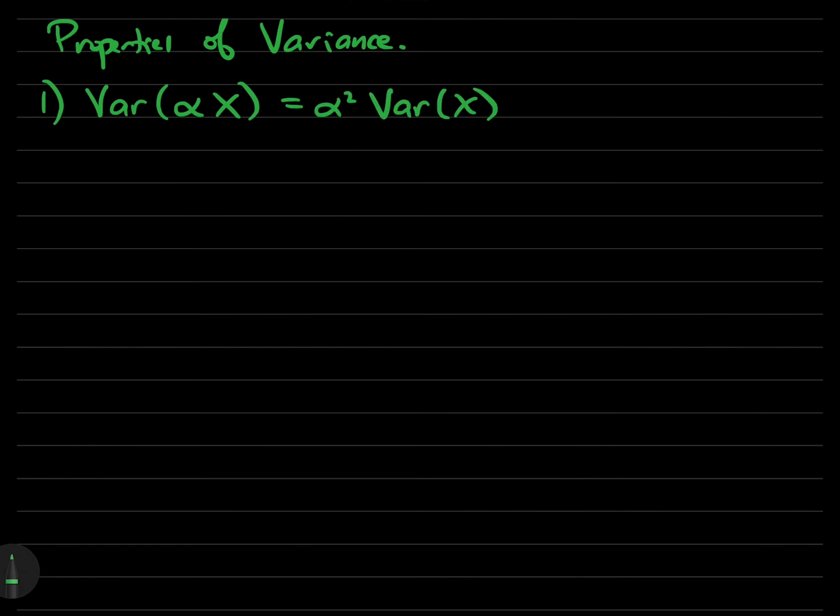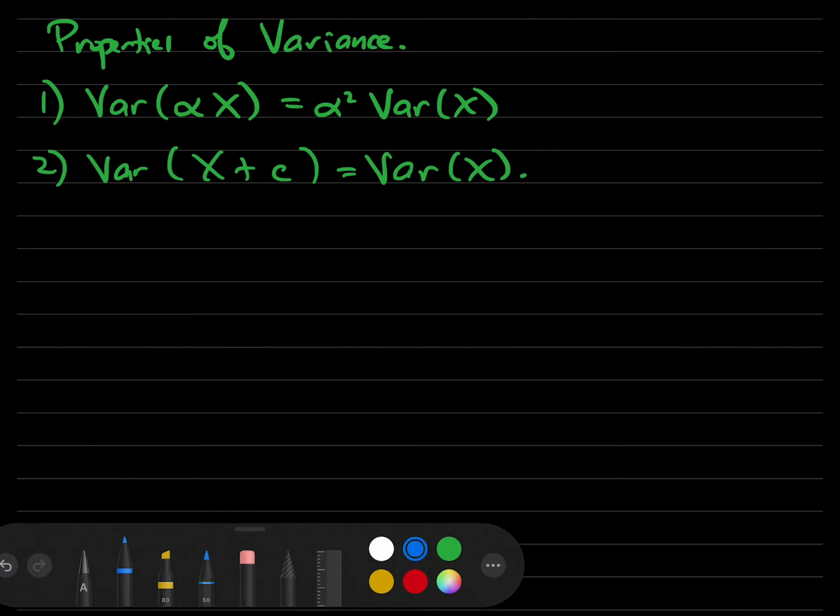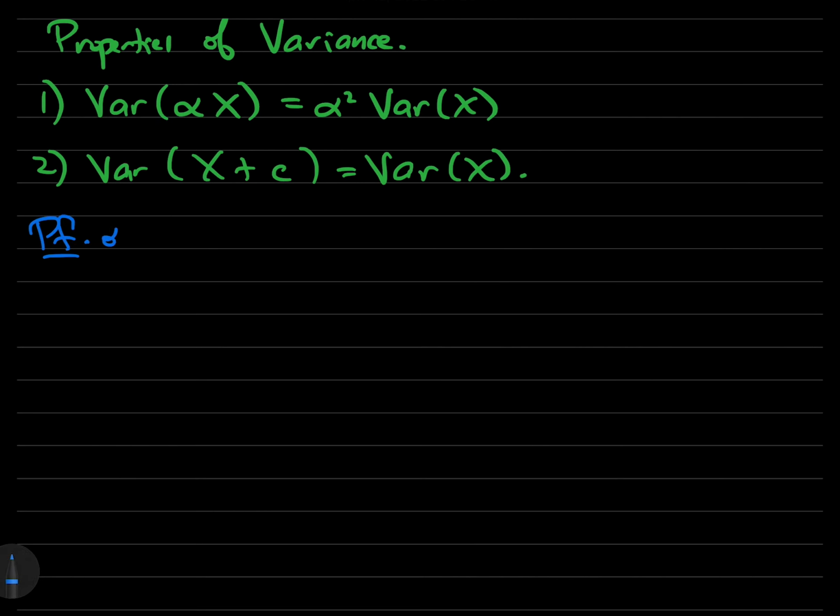Some properties of the variance. The first one is what happens if we scale a random variable. The variance of alpha x is alpha squared times the variance of x. We can also shift a random variable, and that won't change the variance at all. The variance of x plus a constant is the same as the variance of x.